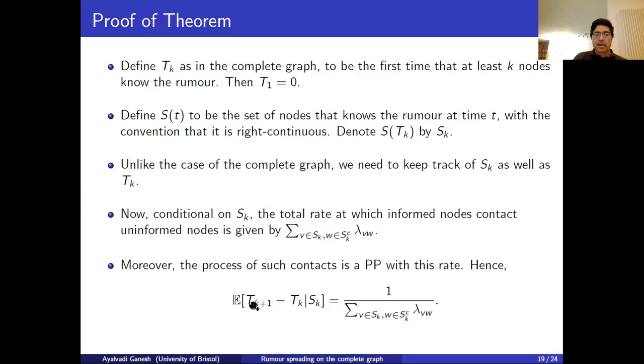And so the random variable Tk+1 minus Tk, conditional on Sk, is exponentially distributed with this parameter, the sum of rates. And so its expectation is 1 over the parameter, so it's 1 over the sum of rates. This is the conditional expectation given Sk, and it very much depends on Sk, right? So that's the point. That's what makes the analysis complicated for arbitrary graphs.